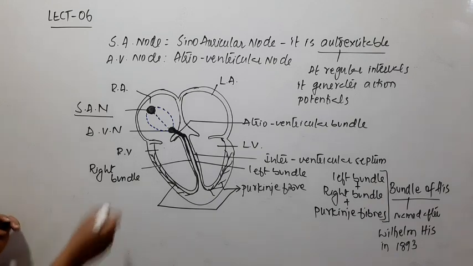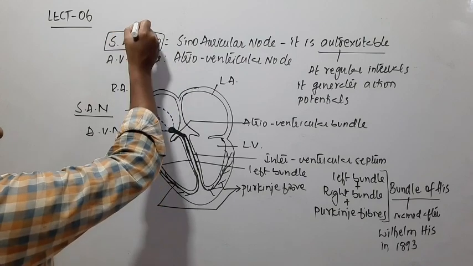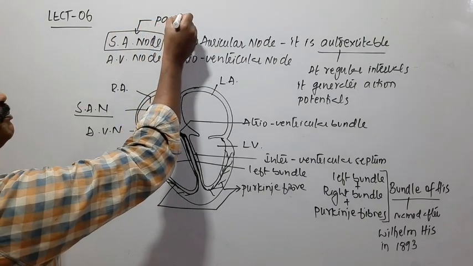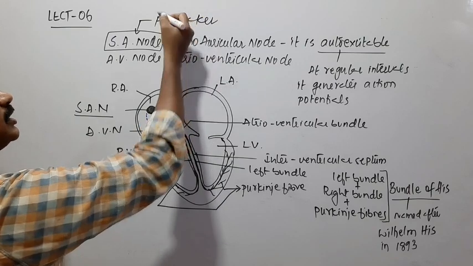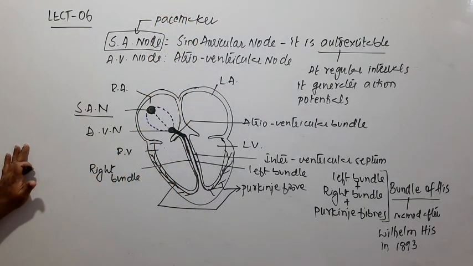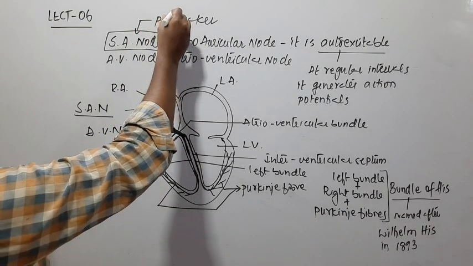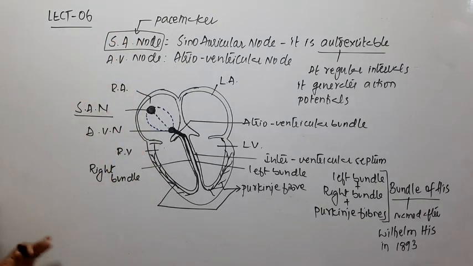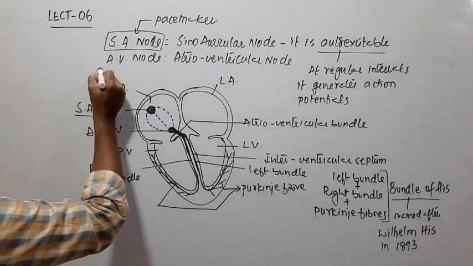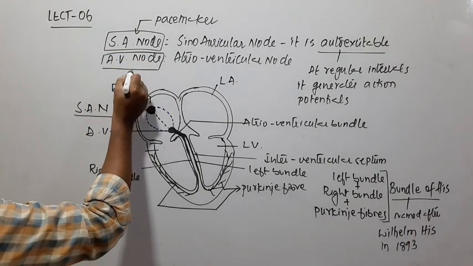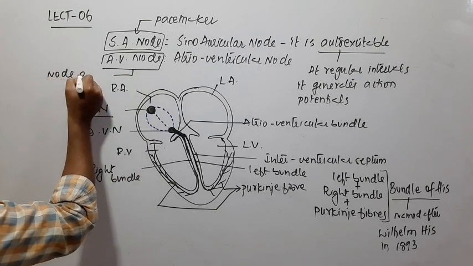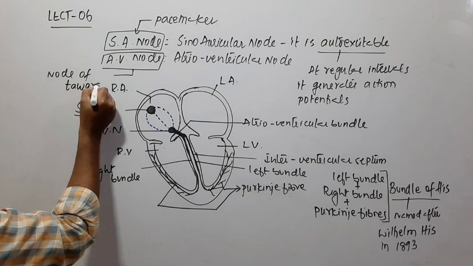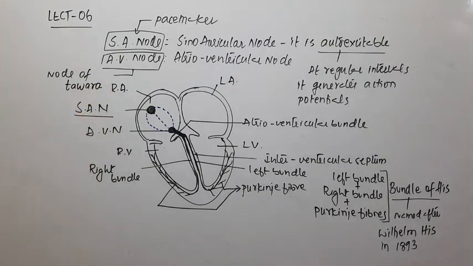For this reason, the SA node is what we call the pacemaker. It is the only pacemaker present in the human heart. So if the question comes that the number of pacemakers in the human heart, it is only one, only this SA node is called the pacemaker. Whereas this AV node has another name. We call it the node of Tawara.